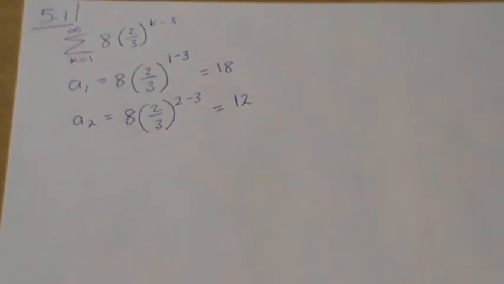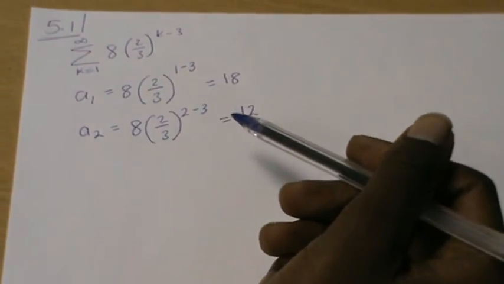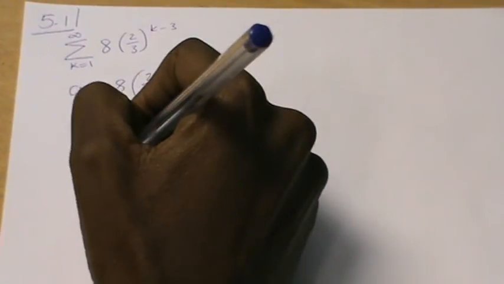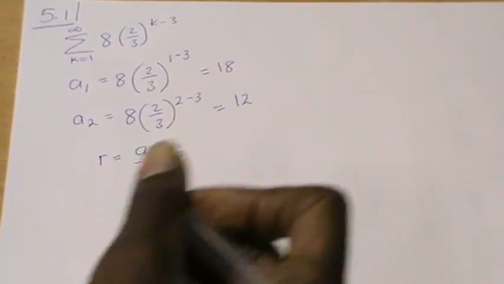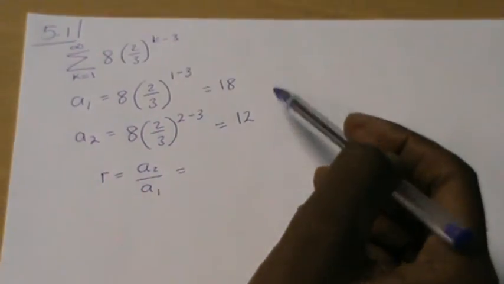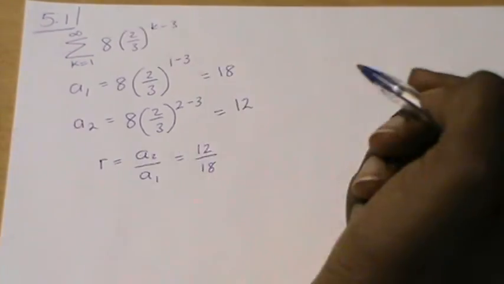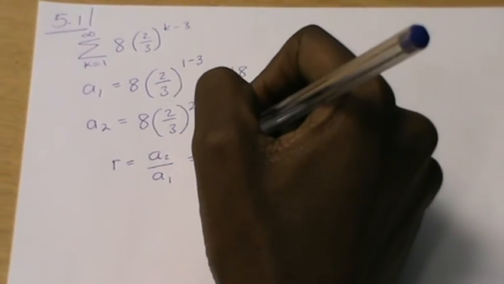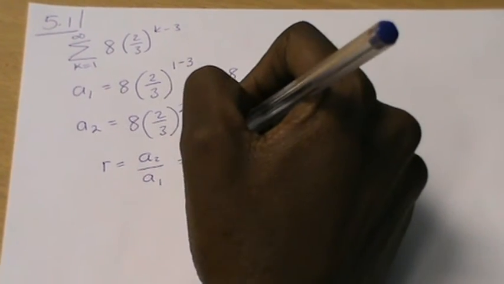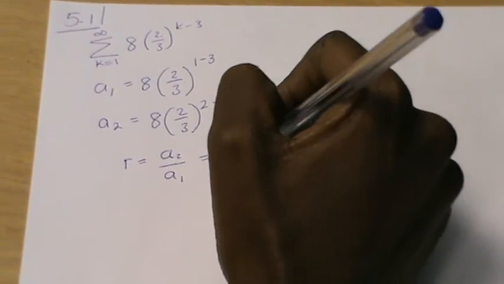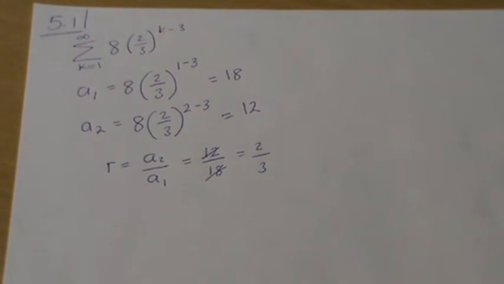So here I need just 2 terms in order to work out R, and if I've done this correctly, 2 terms is enough. So R is A sub 2 over A sub 1. It is always the term that comes later divided by the preceding term. So I have 12 over 18. This we can simplify without a calculator. Let's see. 6 goes in there 2 times, and it goes in there 3 times. So my R is 2 over 3.